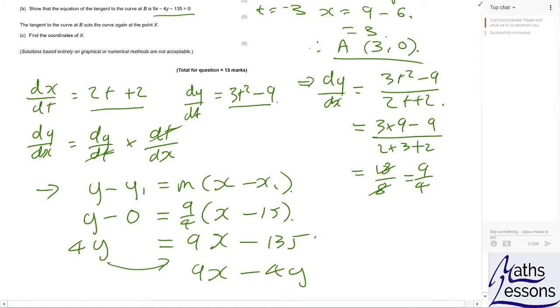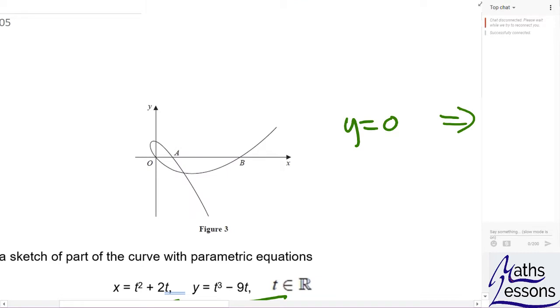Now the tangent to the curve at B cuts the curve again at the point X. So let's just look at that. So our tangent, see if I can get a tangent going. There we go. It cuts the curve again here. So we're looking for a value where the x value is going to be less than 15 and bigger than 3. So that gives us a guideline looking at our graph.